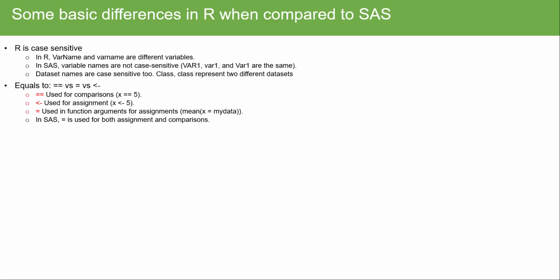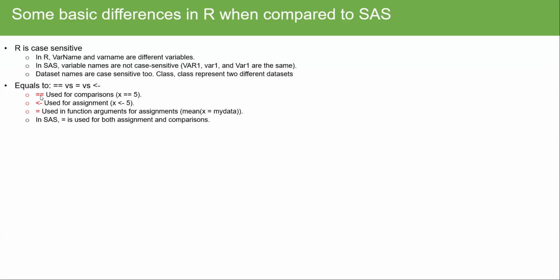And the second thing is the equals to sign. In SAS, we do not have the concept of double equals to sign. We only have the single equals to sign. But in R, we have double equals to, single equals to, and we have something called an assignment operator. It is a two character notation: a less than symbol followed by a hyphen. We call that an assignment operator.